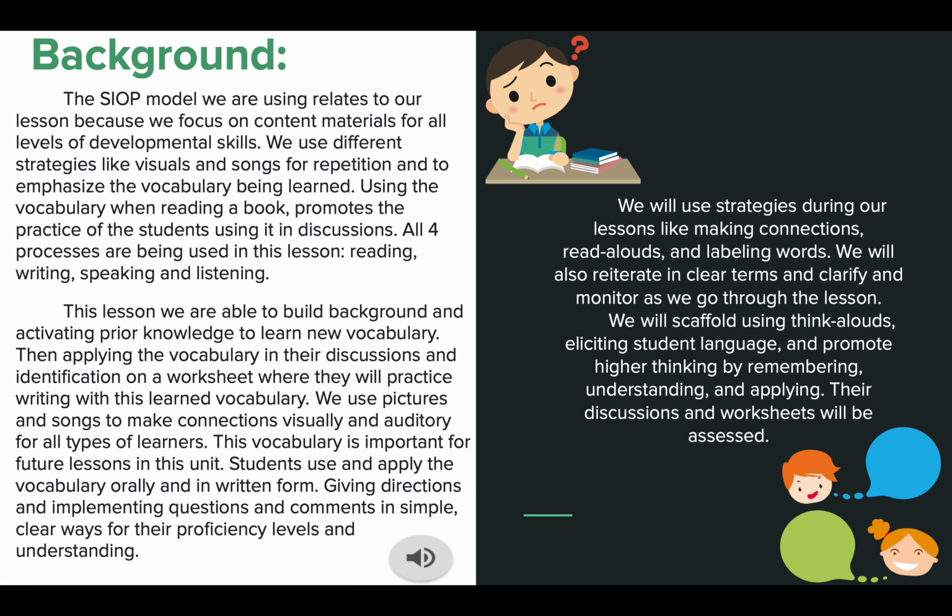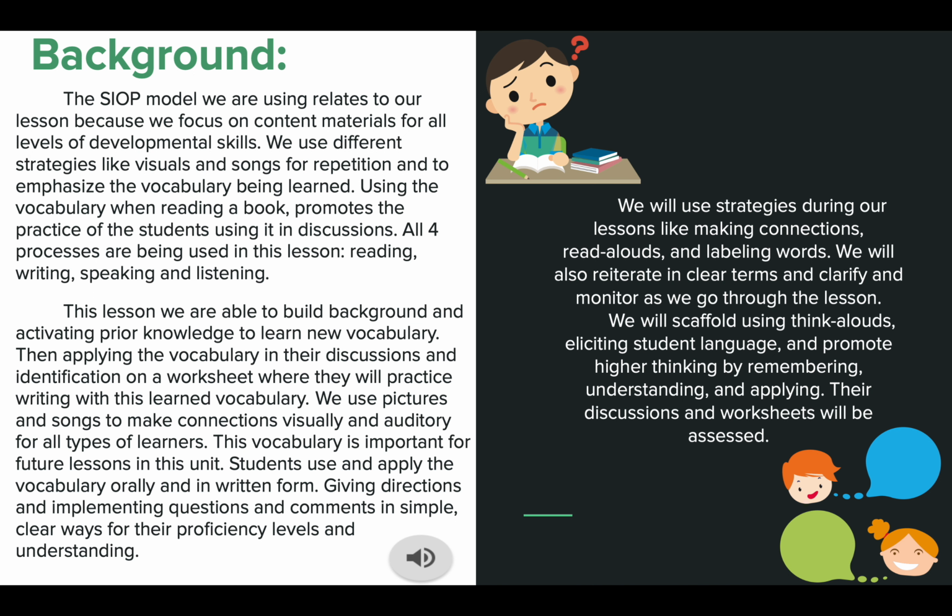Here is some background of the models and strategies that we used in this lesson. We created this lesson with the SIOP, which is the Sheltered Instruction Observation Protocol Model, in mind. This lesson uses content material for all developmental and proficiency skills. Throughout the lesson, we use different strategies for all types of learners. We use visuals and songs for repetition and to emphasize the vocabulary. The students are also able to make literacy connections when they read the vocabulary in a book.